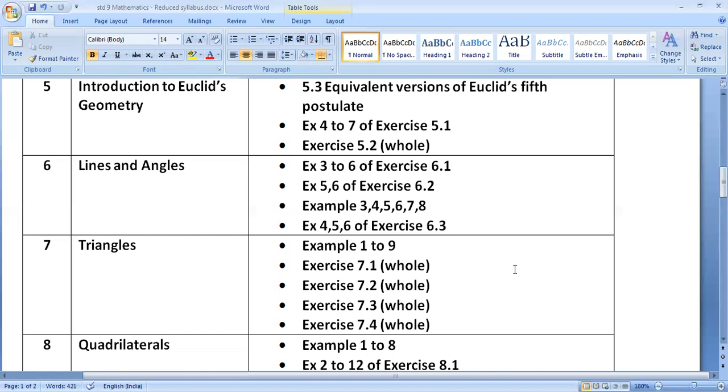Page number 103, exercise 6.2, question number 1, and on page 102, question 2, question 3, question 4. So in exercise 6.2, questions 1 to 4 are included, while question number 5 and question number 6 of exercise 6.2 are excluded from the syllabus.